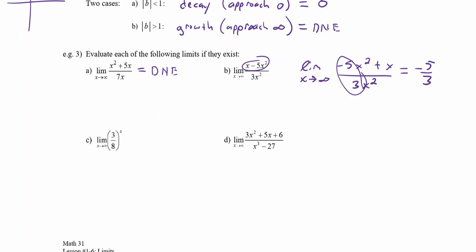Okay, what about C? Is it just 0? 0, yeah. How come it's 0? Because it's a decaying exponential function. Yeah, it's decaying. Our b value in this case, 3 over 8, is less than 1, so this thing is going to be getting smaller over time. So this would be equal to 0. Okay, and then what about this one? 0? Yeah, the bottom's growing faster than the top, so that would again be 0.